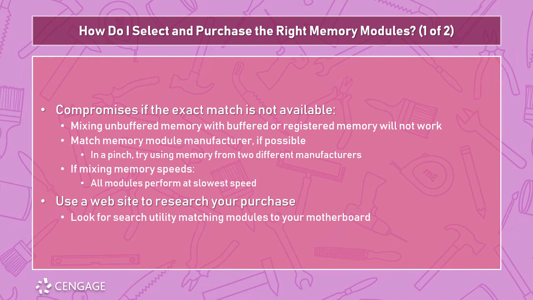Use a website to research your purchase. Make sure that all of your modules will be matched to your motherboard. There's a couple of them that'll allow you to go directly to the motherboard site, or that they'll let you put in what motherboard you have and then tell you what's compatible. Crucial is pretty big on that.